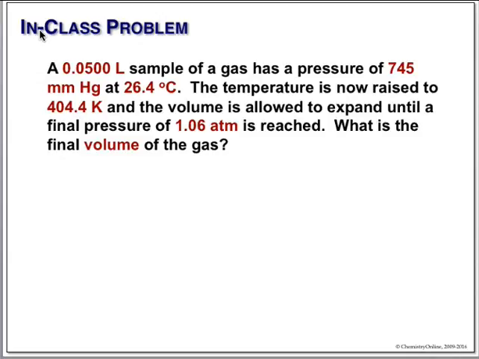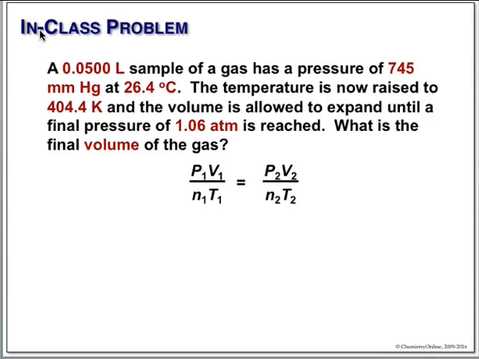We have 0.05 liters, pressure of 745 millimeters. Here's our temperature in centigrade. We're going to raise the temperature to 404. The volume expands until the pressure is 106. What's the final volume? All right, is this a single state or 2 state? We're changing things, aren't we? So it's 2 states. We're not trying to find an unknown. It's a 2-state problem, so we're going to use our 2-state equation.